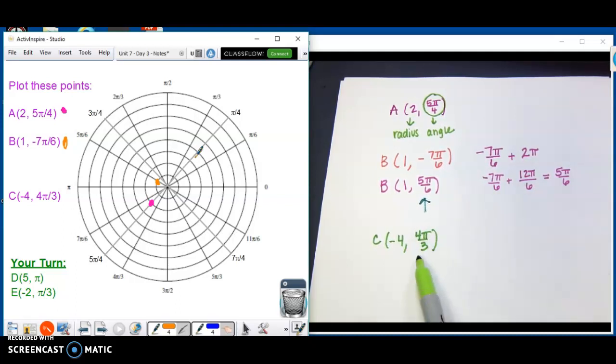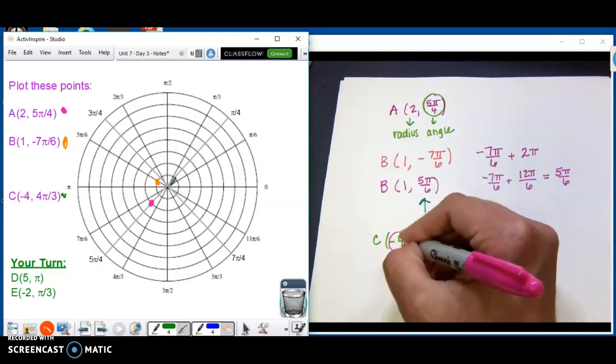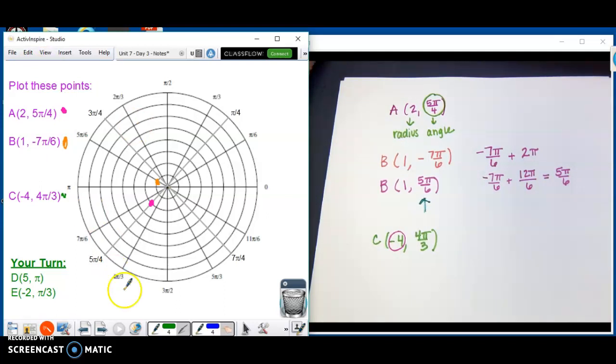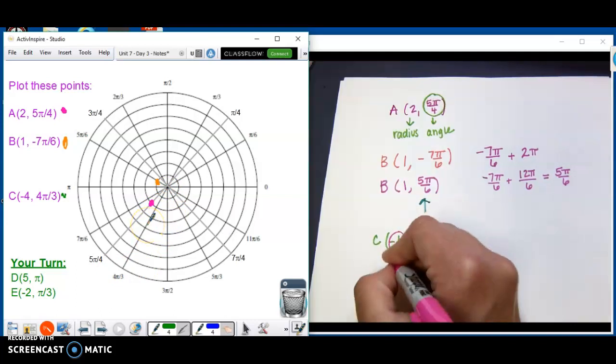my angle here is 4 pi over 3, which is on the unit circle. So let's do this one green. So if we find 4 pi over 3, which is here, I'm going to go ahead and move to the center. Now, this says negative 4. So if it said positive 4, let's think about what that would be. So 4 pi over 3, if it said 4, we would count 1, 2, 3, 4, and this is where the point would be. Because it's negative, that means you're going to go backwards.